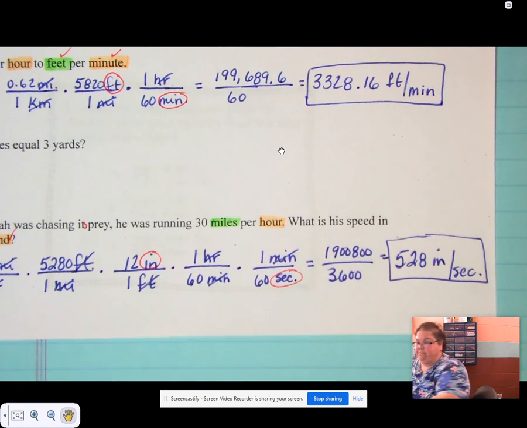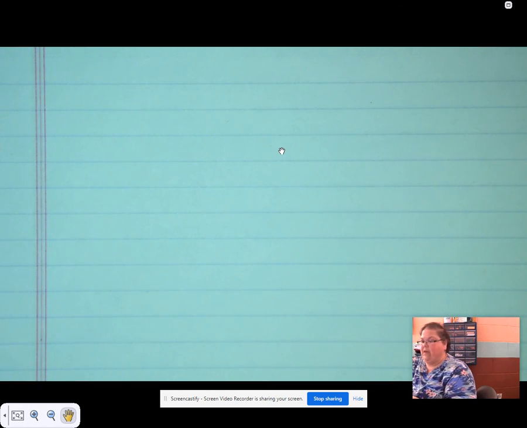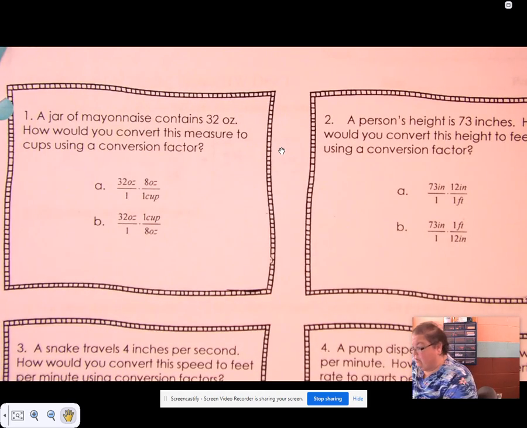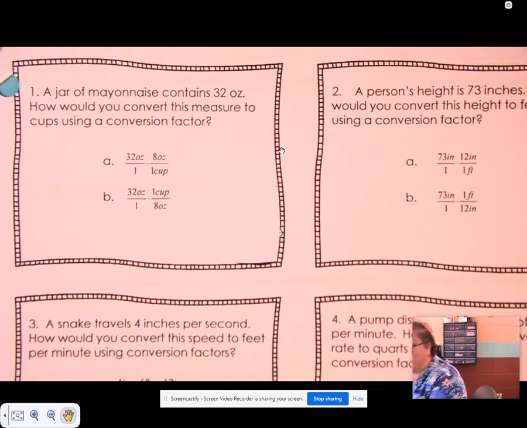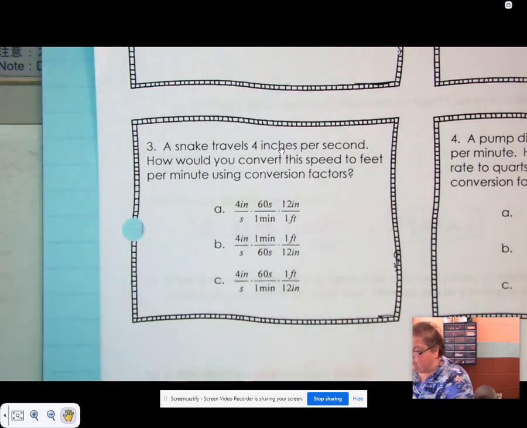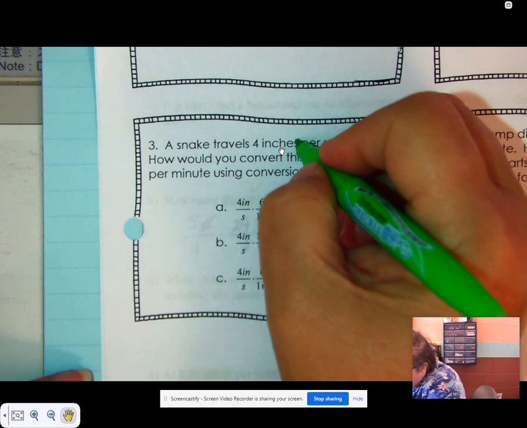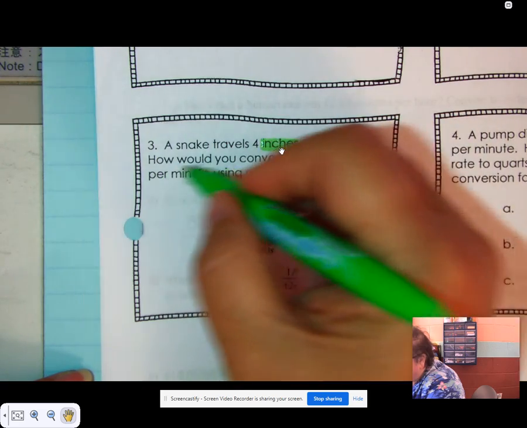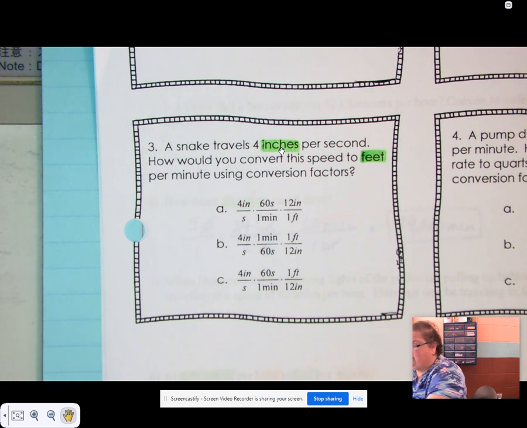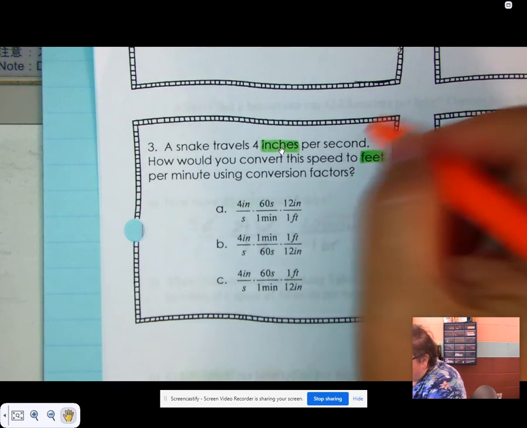Okay? Now, let's turn to the back because now you have multiple choice, and I need you to know how we are going to determine what the correct answer is. We are going to look at number 3. A snake travels 4 inches per second. I'm going from inches to what? How would you convert this speed to feet? So I'm going from inches to feet, and then what's my time?